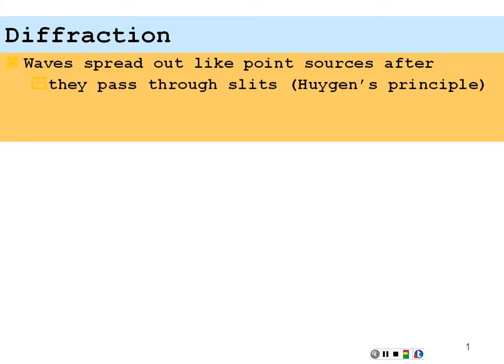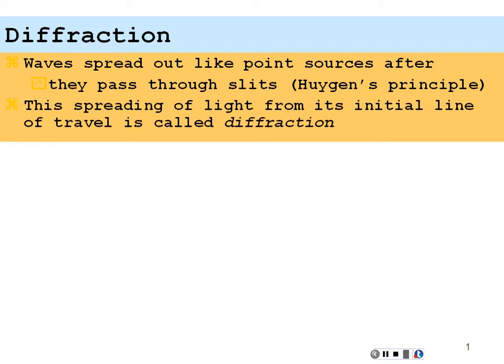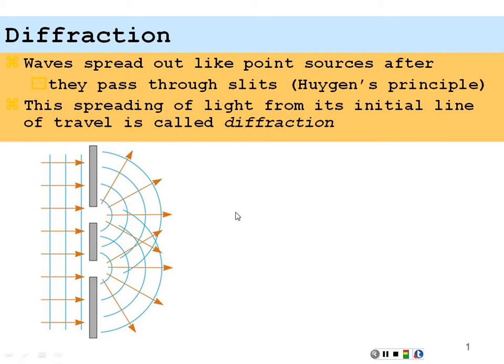With Huygens' principle, we saw that if light passes through a narrow slit, the waves will spread out from that point as if they were point sources. This spreading of light is what we call diffraction. So as this light is incident on these slits and spreads out from that point, we have diffraction, from which we can then have interference.